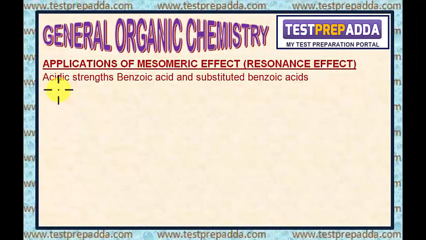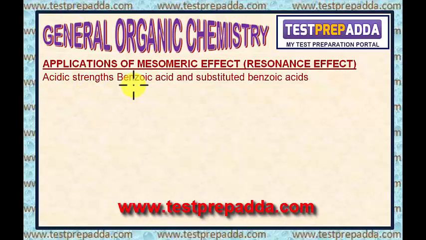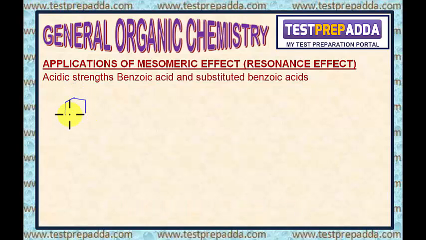Dear students, in this video lecture I will talk about the acidic strength of benzoic acid and substituted benzoic acids. First of all, what is benzoic acid? This is benzene ring. When COOH group, carboxylic group, is directly attached with benzene ring, this is known as benzoic acid.